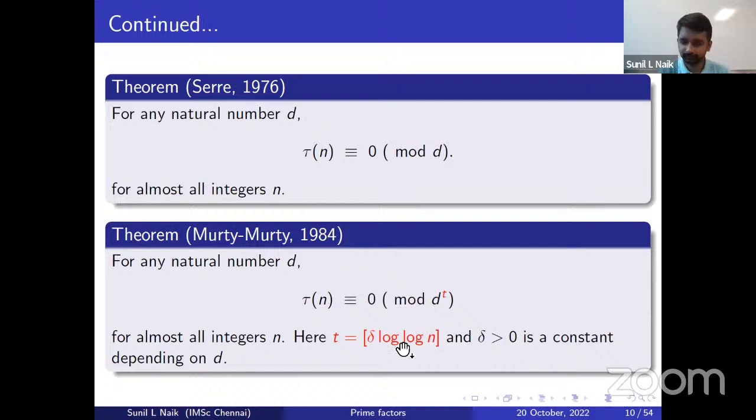n tends to infinity. In particular, this result implies that the number of prime factors of tau of n is at least the number of prime factors of d for almost all integers n. Since d is an arbitrary natural number, this implies that the number of prime factors of tau of n is large for almost all integers.